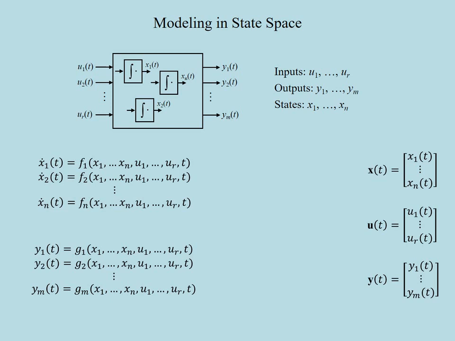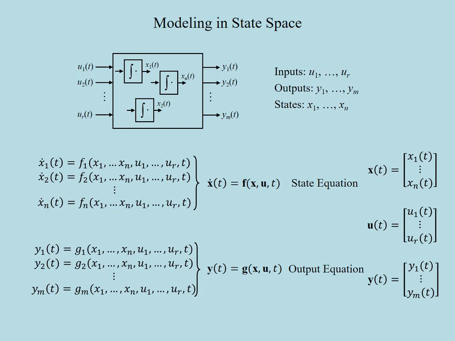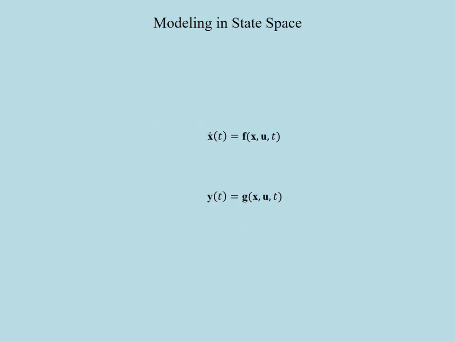So now we have two sets of equations. x dot of t is equal to a vector function f of x, u, and t, and y of t equals a vector function g of x, u, and t. The former is called the state equation, whereas the latter is called the output equation. In general, these equations are nonlinear.